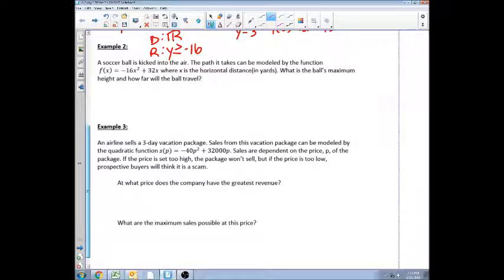Well, if you think about a soccer ball being kicked, it's going to start up going up in the air. It's going to get to a certain height and come back down. So my vertex will be this top point. That's going to be my vertex. So in order to find the ball's maximum height, it will be my y value at my vertex.